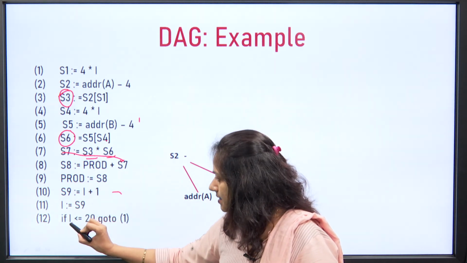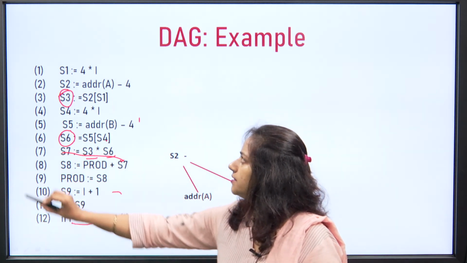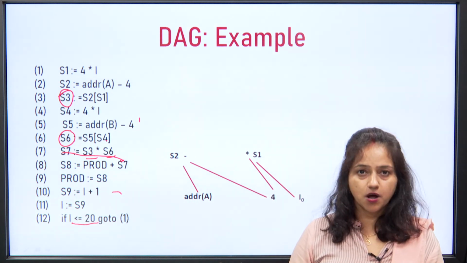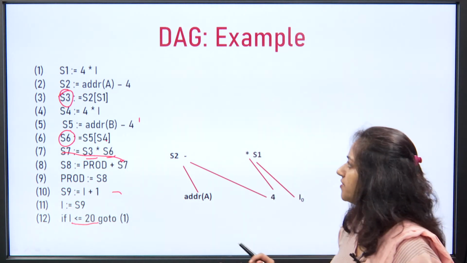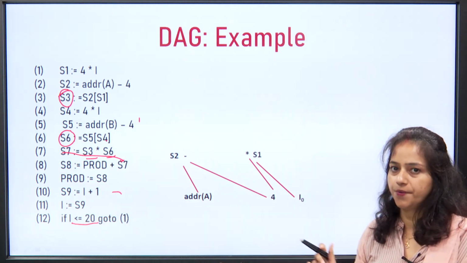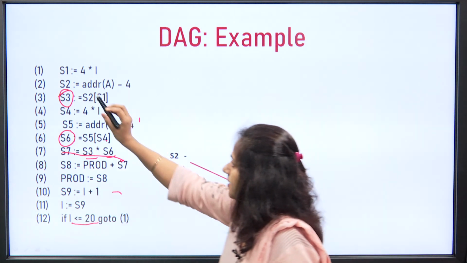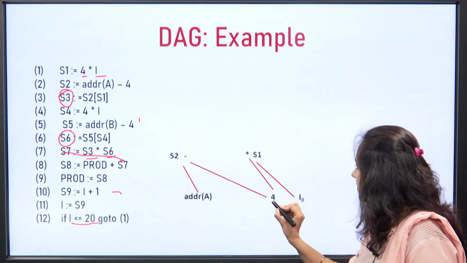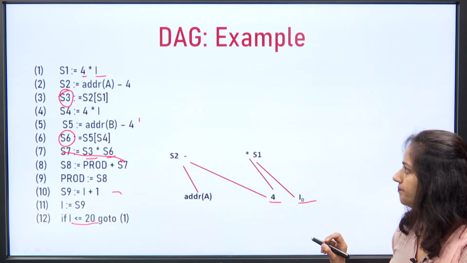Now, this is the loop: for i less than or equal to 20, we will go to this particular statement 1. So, this is the one block that we have drawn, and we can draw its DAG representation. First of all, we will find out what are the constants and identifiers used in the computation. They will be initially at the leaf nodes. So, first we look at statement 1, where we have 4 and i. So, here we will have 4 and this is i.